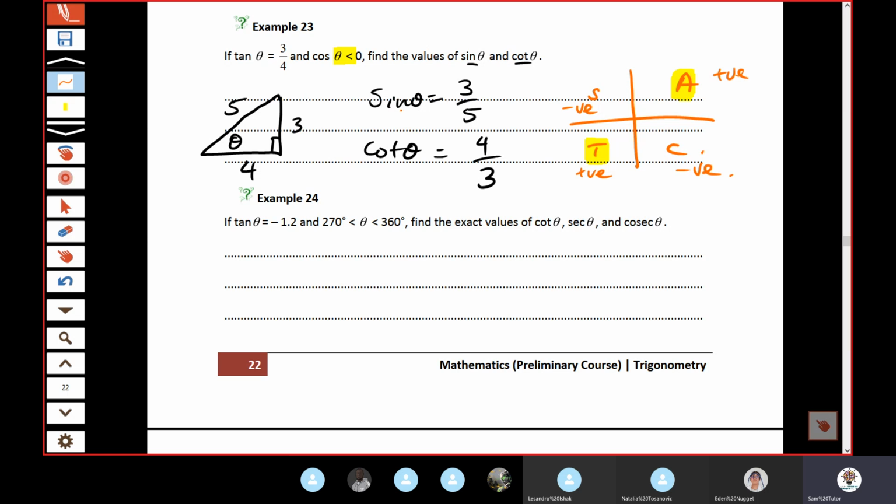So the answer for sine theta is negative 3 over 5, and cot theta is just positive 4 over 3. Because it's 1 over tan, and tan is positive.